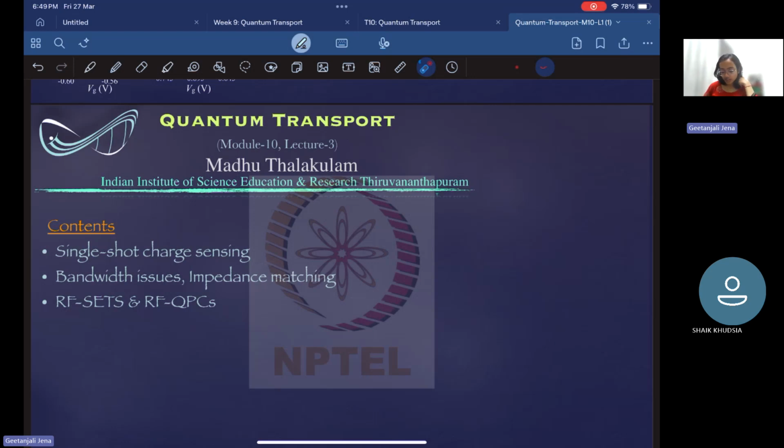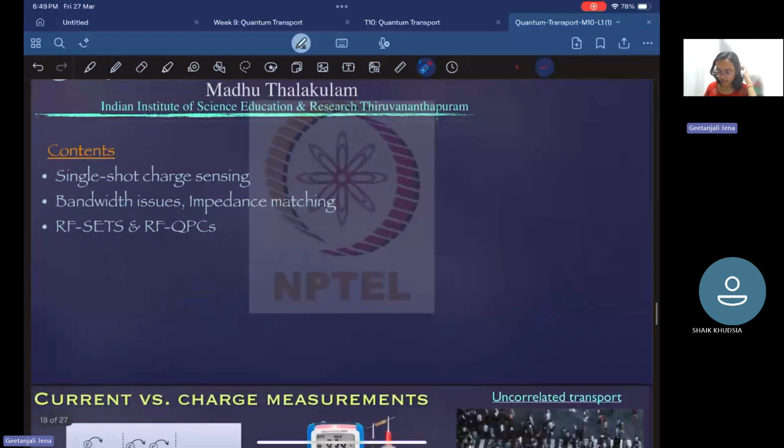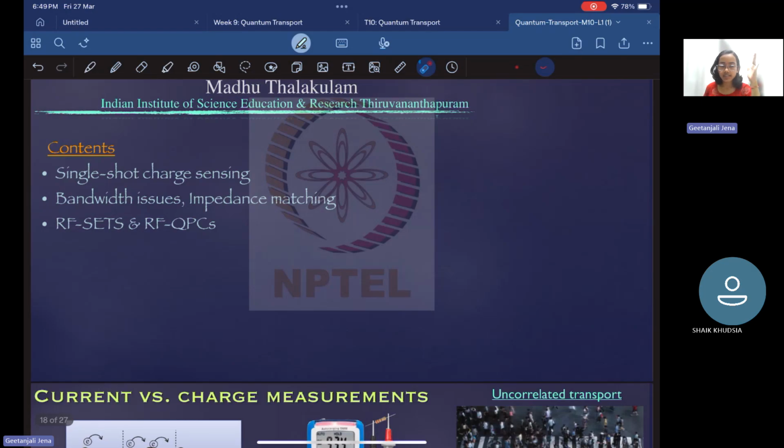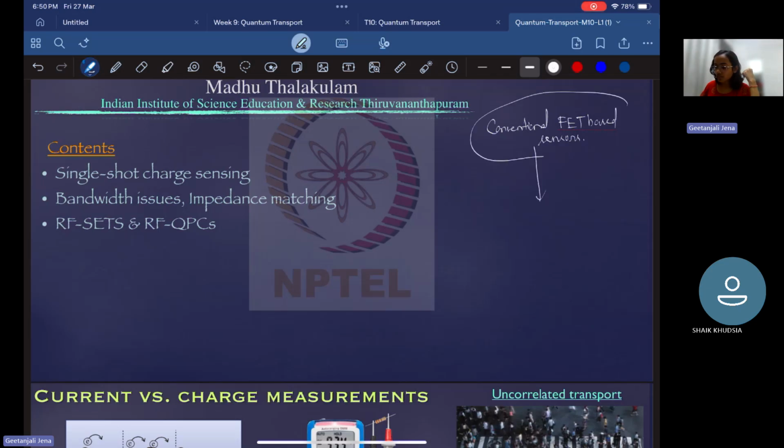So let us see what is radio frequency SET and why do we need it. Why don't we use the QPC and the SET-based sensor that we have seen earlier? We started from the conventional FET-based sensor, and we have discussed why we can't use it to sense charge that has a time scale in the order of milliseconds.